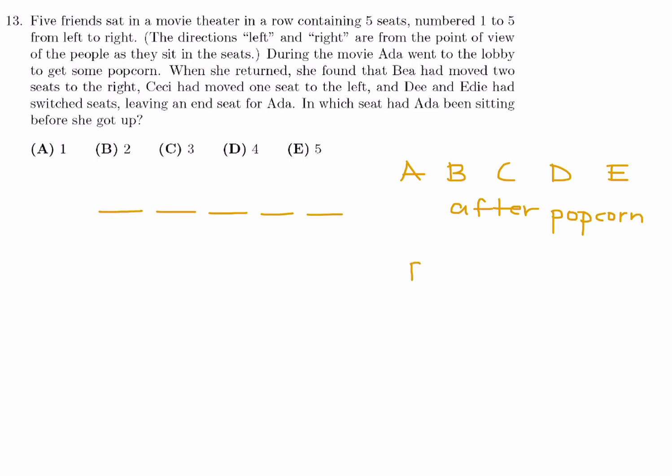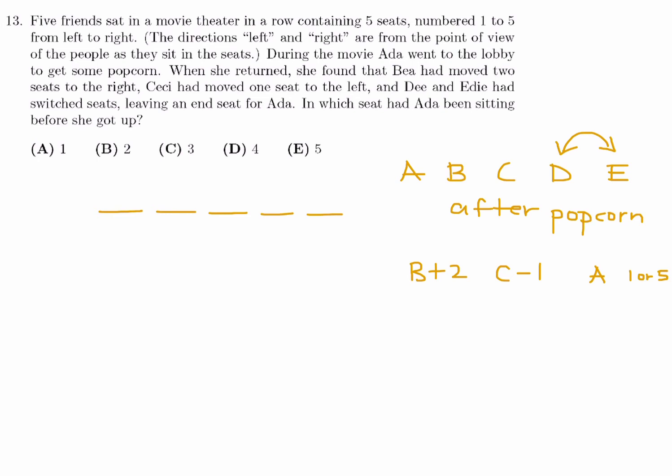Wherever B was, now it's B plus 2. So, going left to right, it'll be B plus 2, and that's directly from the question stem that B had moved 2 places to the right. Wherever C was, now it'll be C minus 1. A is going to be in the end, so position number 1 or 5. And then D and E just flip. So wherever D was, E is going to be there, and wherever E was, D is going to be there.